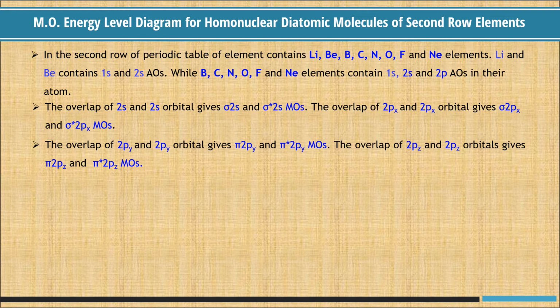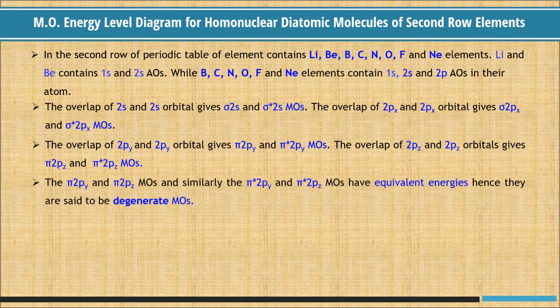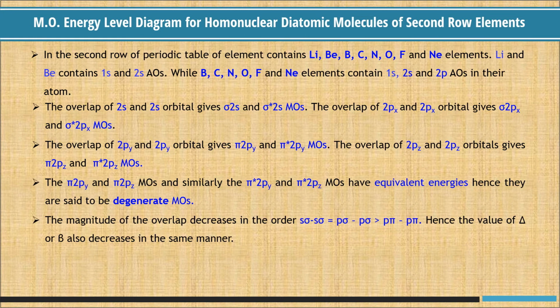The overlap of 2py and 2py orbitals gives pi 2py and pi star 2py molecular orbitals. Similarly, the overlap of 2pz and 2pz orbitals gives pi 2pz and pi star 2pz molecular orbitals. The pi 2py and pi 2pz molecular orbitals, and similarly the pi star 2py and pi star 2pz molecular orbitals, have equivalent energies, hence they are said to be degenerate molecular orbitals.